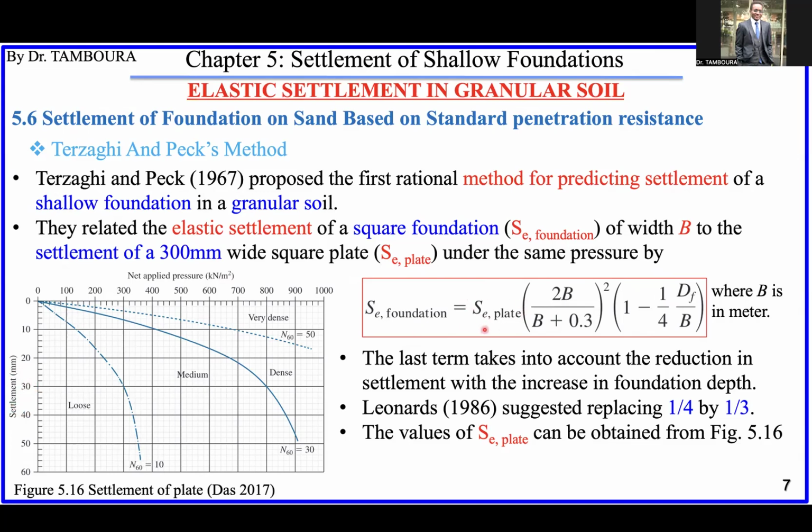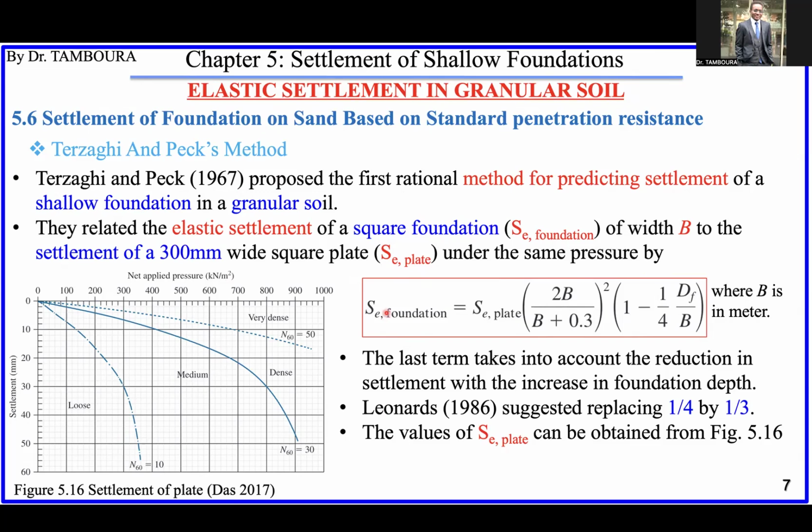So you replace it here, 30 millimeter, and now you have your foundation on your actual construction site. If you are dealing with a square footing, because it needs to be square, of, for example, 1 meter width B and an embedment of 0.5 meter depth, then you can easily predict the settlement of your foundation using this.